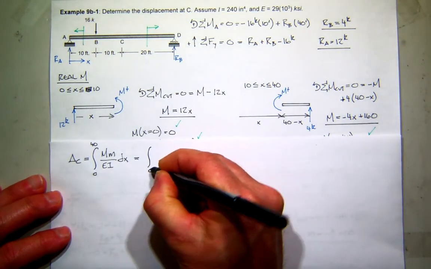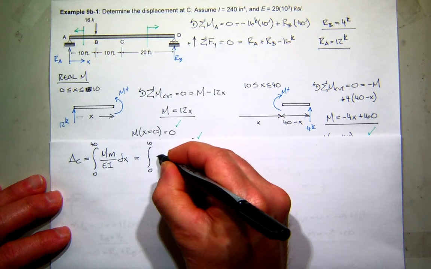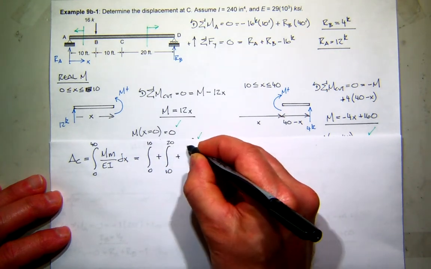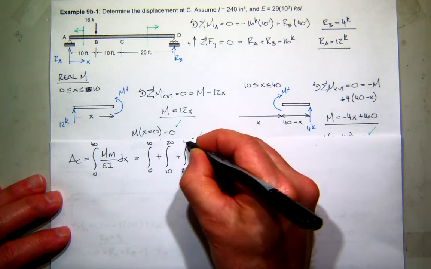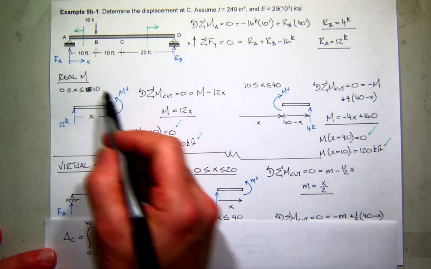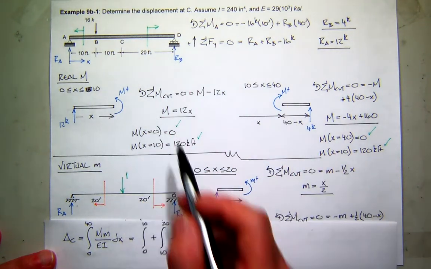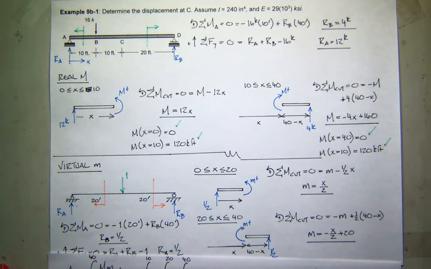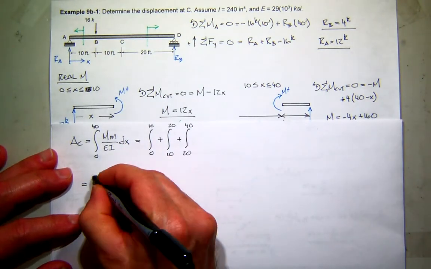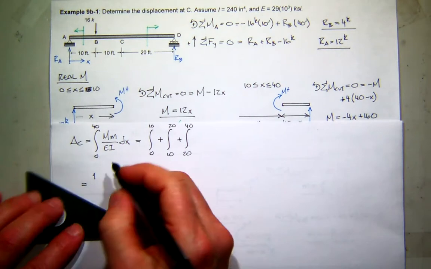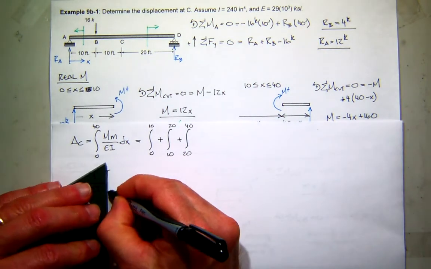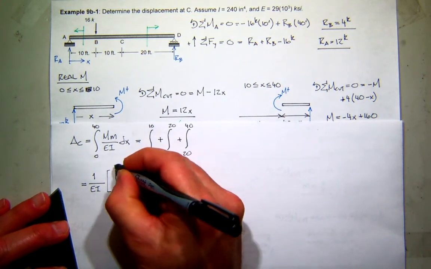So I'm just going to write it this way first. I'm going to have one from 0 to 10, plus another one from 10 to 20, plus a third from 20 to 40. And that subdivision of the space is guided by the limits of the real and the virtual expressions. So with that as the background, let's see if we can get it. They all have EI as a constant, so I'm going to factor that out, just so I don't have to carry it around. So what I'm left with is the first integral from 0 to 10.